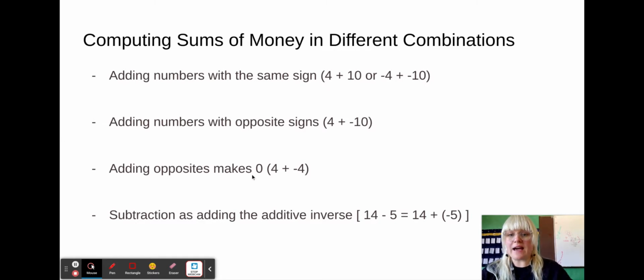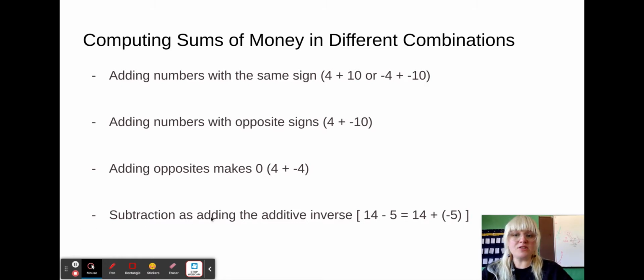We can also add opposites to make 0. Again, here's that additive inverse. Say you want a credit card balance to be 0. So I deposited $4, but then I added a withdraw of $4. So I had to add a negative. This would just mean you have $0. So remember, adding opposites will always make a 0.